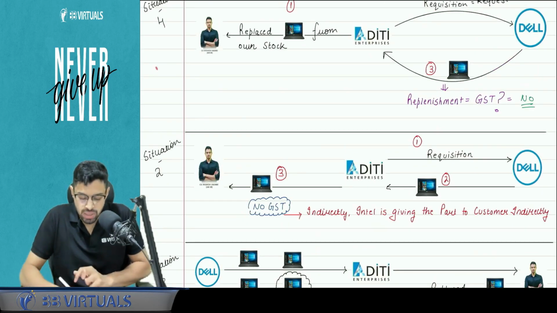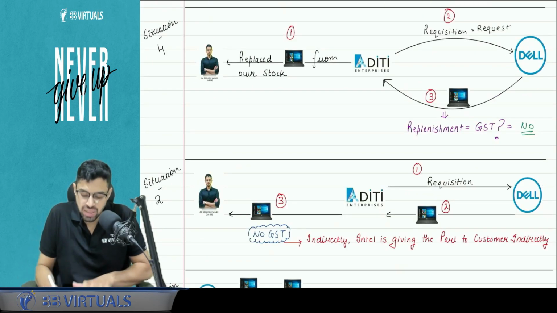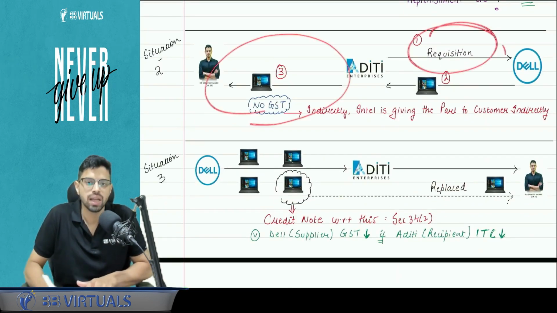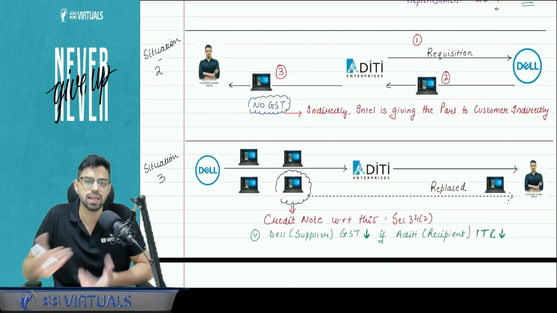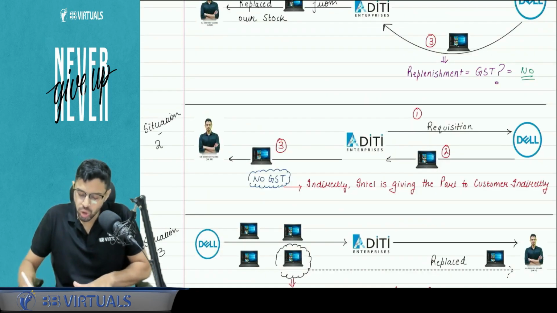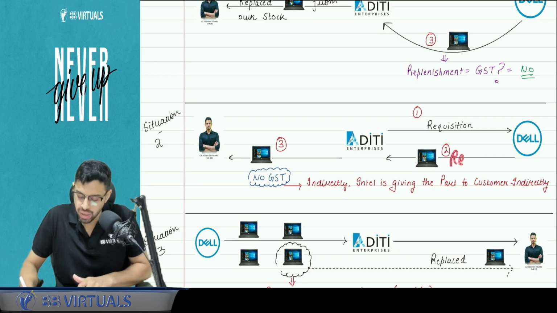What is the difference between situation 4 and situation 2? Here first the replacement happened, then the requisition was raised. Here first the requisition was raised, then the replenishment happened. Basically the warranty replacement happened. Is this clear? So technically we are not naming it replenishment here.